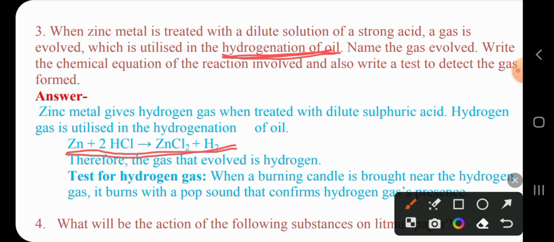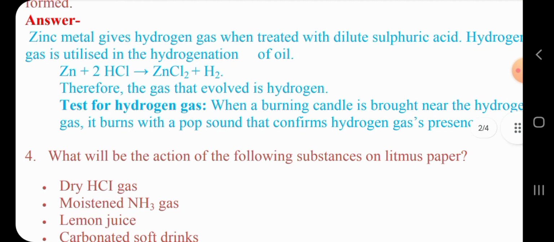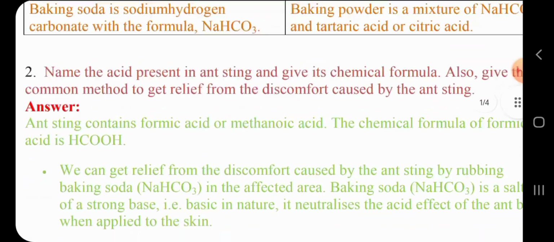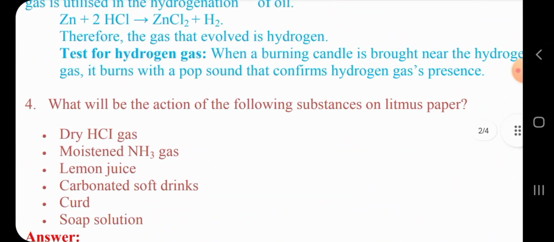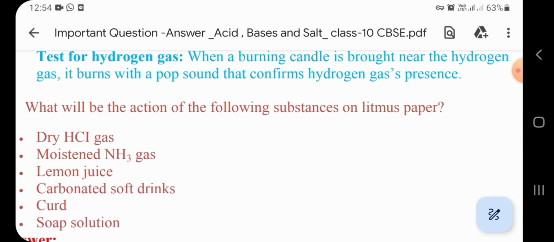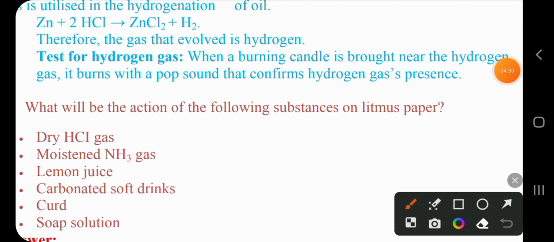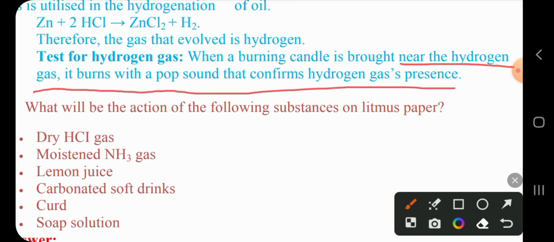And the test for hydrogen: when we bring a burning splinter or candle near the gas jar of hydrogen gas, it burns with a blue flame and gives a popping sound. So how will you identify that the gas is hydrogen? It burns with a pop sound, which confirms the presence of hydrogen gas. That is the main thing.